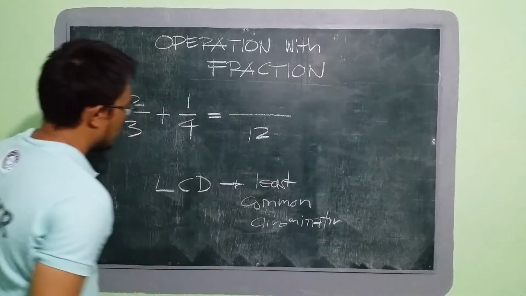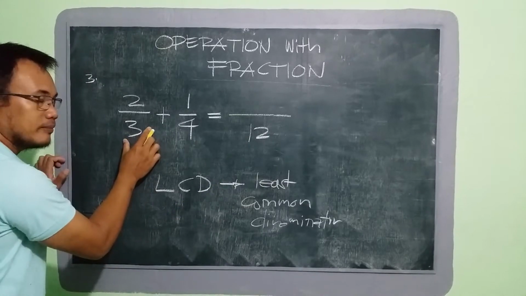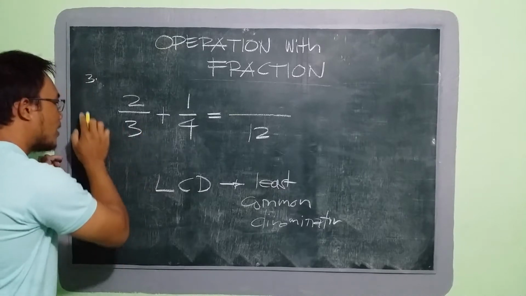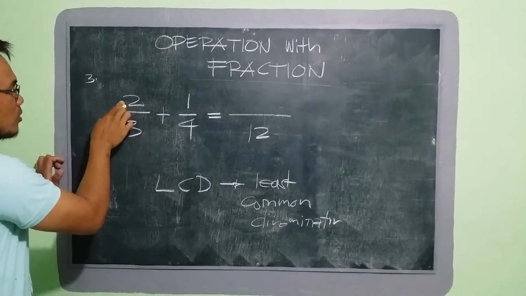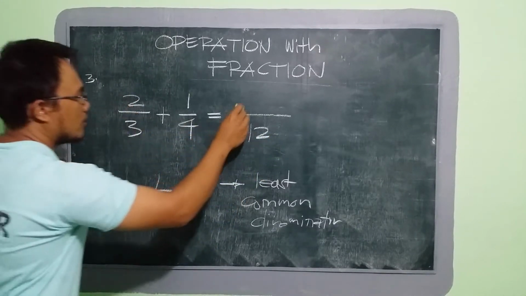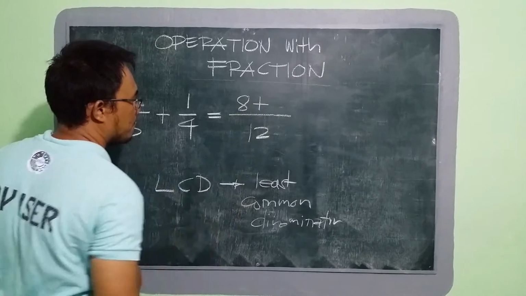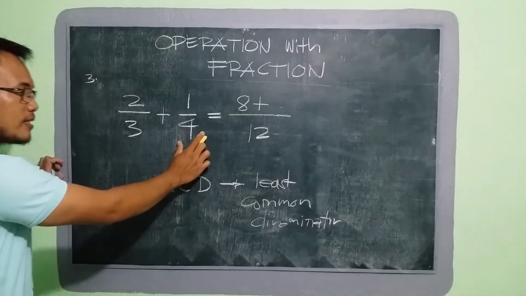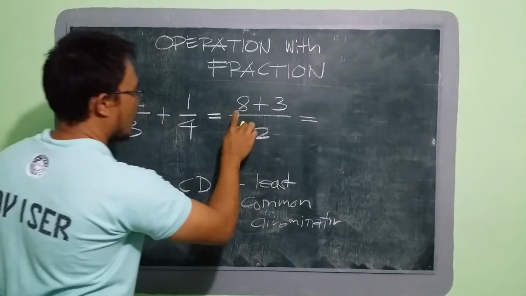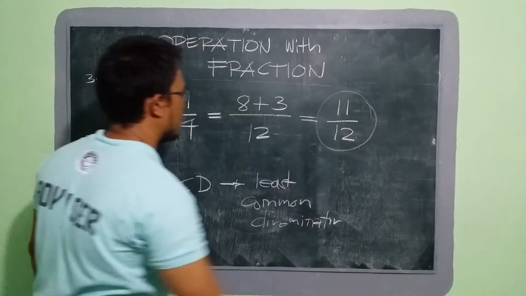Now to proceed with how to simplify this one, we need to divide 12 by 3. 12 divided by 3 is 4, and then you multiply that to the numerator, which is 2. So let's try it again. 12 divided by 3 is 4 times 2, that is 8. And we copy the addition sign. 12 divided by 4, that is 3 times 1, that is 3. So that is 8 plus 3 is 11 all over 12. So this is your answer.